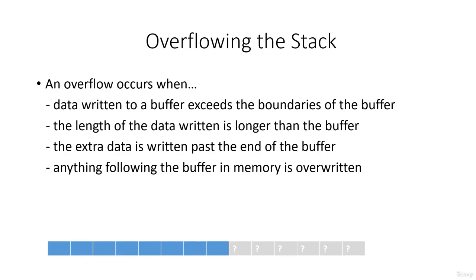So we know that a buffer overflow occurs when the data written to a buffer exceeds the memory boundaries of the buffer. This most commonly occurs when the amount of data written exceeds the buffer's capacity to hold it, and the data is written past the end of the buffer. If the buffer is allocated in the memory of the program stack, the extra data overflowing the buffer will overwrite other data present in the stack.